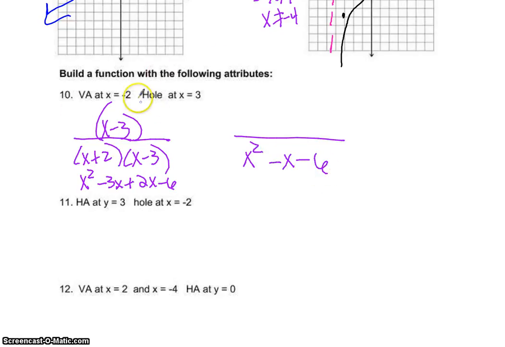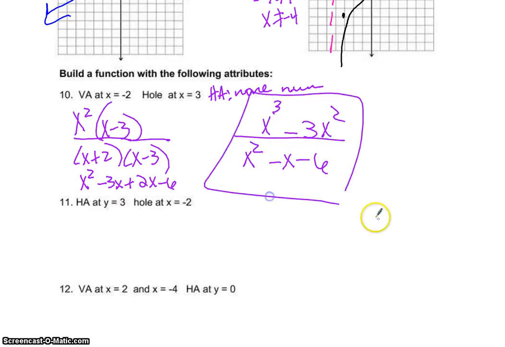They didn't tell me anything about a horizontal asymptote, which means there's none, which means the numerator has to be larger. If I have an x to the second in the bottom, I've got to have x to the third or higher in the top. I only have an x at this point, so I'm going to multiply it by x squared. And this gives me x to the third minus 3x squared. And there's your rational.